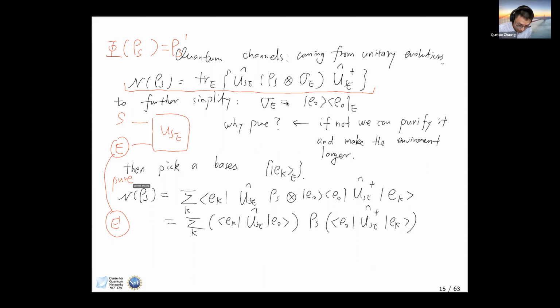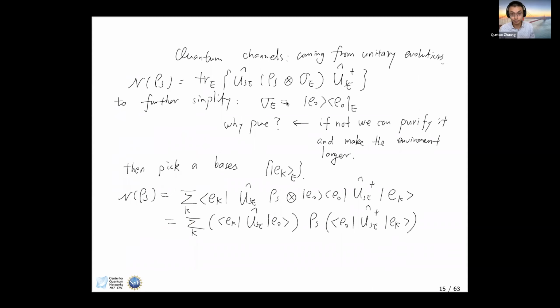So now you can introduce another identity operation, which means that nothing happened on the actual purification. Then the overall unitary becomes the original unitary tensor identity. And for simplicity, we don't write out the identity explicitly. So eventually you can deal with a pure state of the environment. That's essentially what we mean by you can always choose a pure state for the environment. So now we have chosen this pure state of the environment.